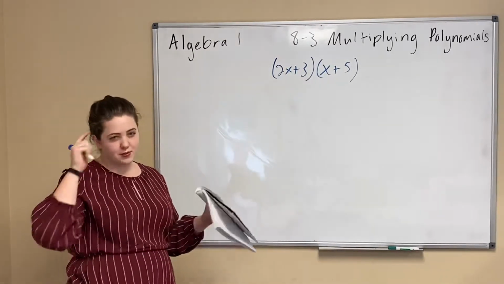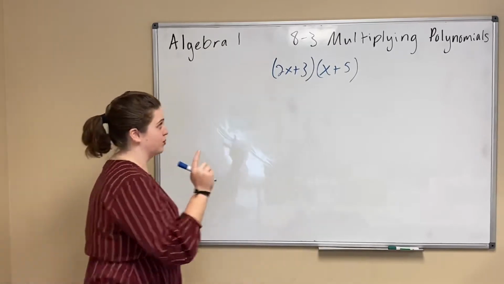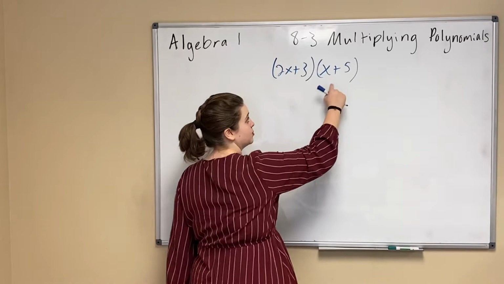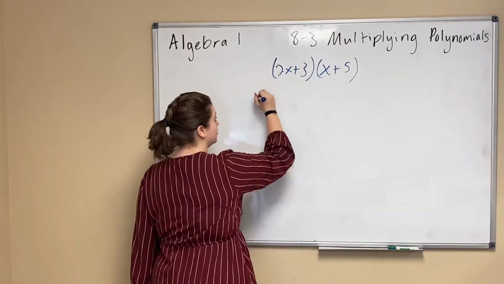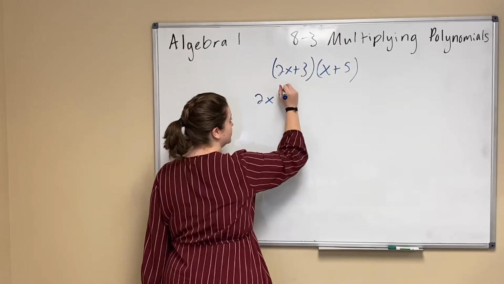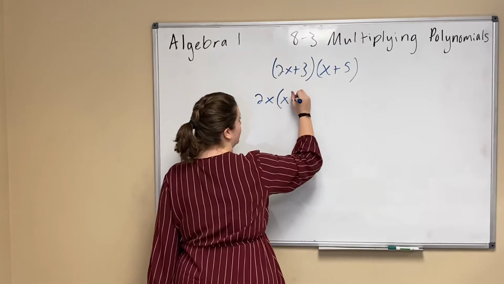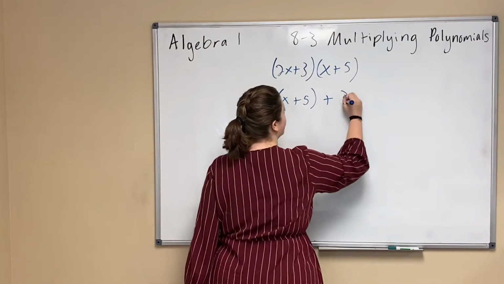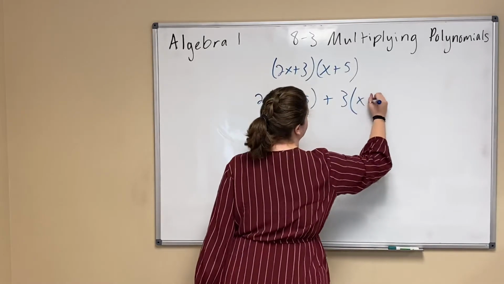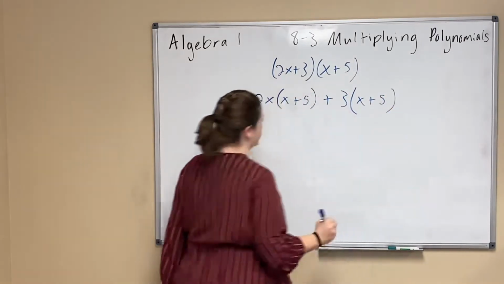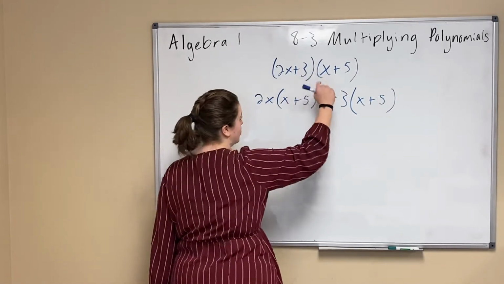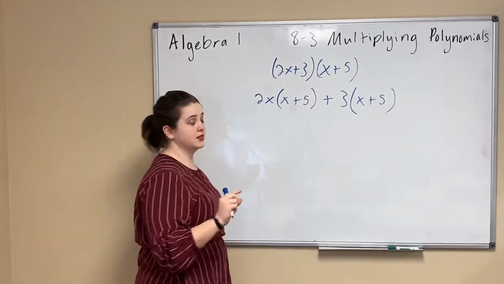A good way to keep this separated in your mind is to rewrite it. Instead of 2x plus 3 times x plus 5, we'll write 2x distributed onto x plus 5, plus 3 times x plus 5. That way we know that we're multiplying each term in this by each term in this one.